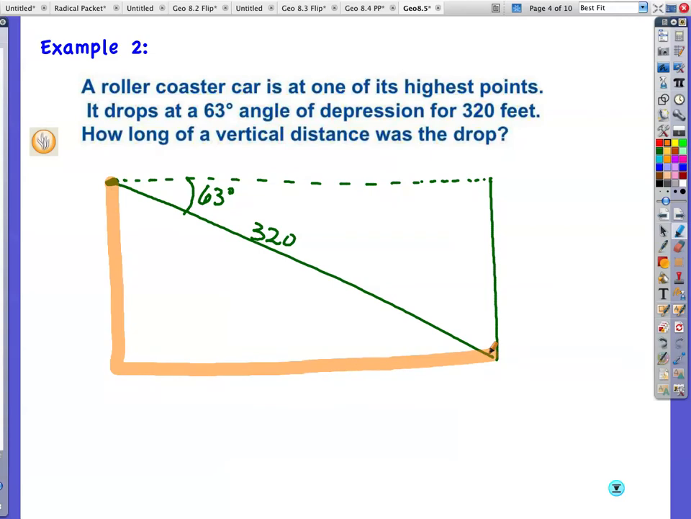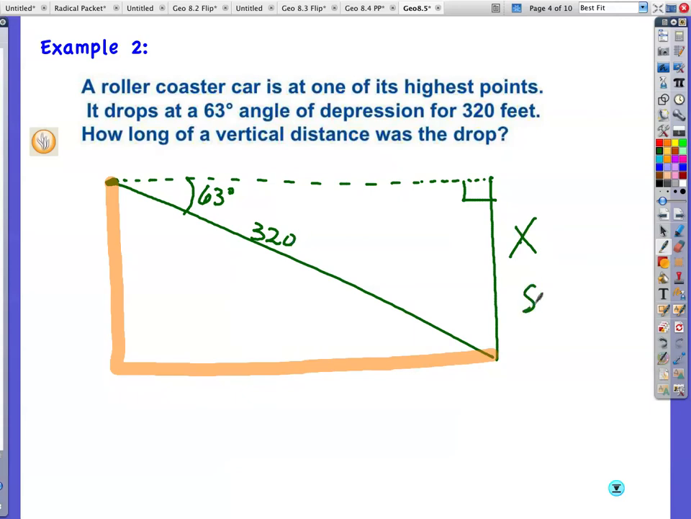Okay? Here's your right angle. I'm going to work with the green, the original one that I had. And what am I supposed to find? How long is the vertical distance of the drop? Basically, how far is this amount? Okay, so now I have opposite and a hypotenuse. So that's going to be sine.